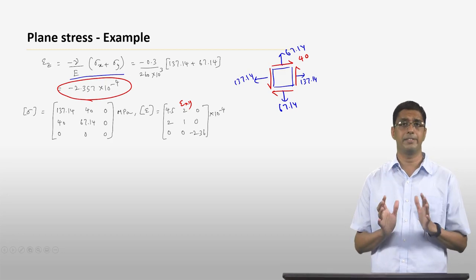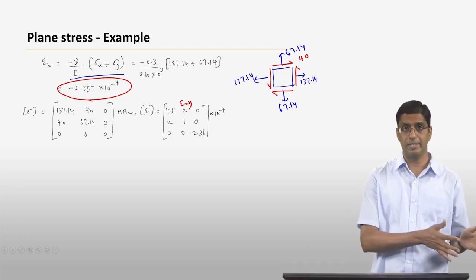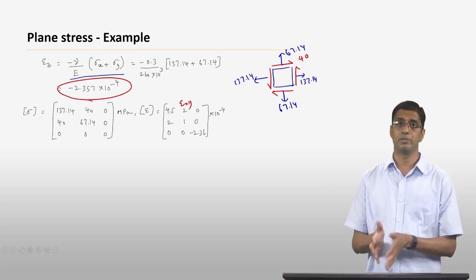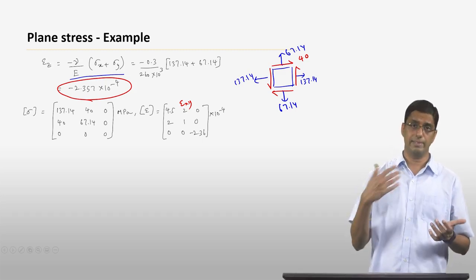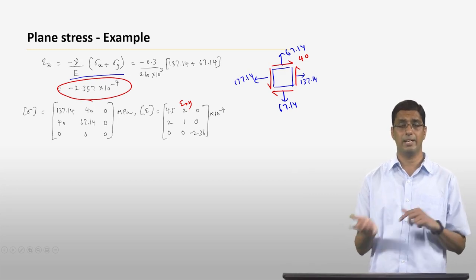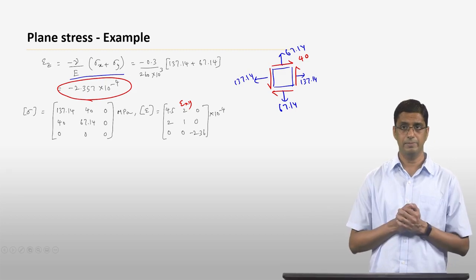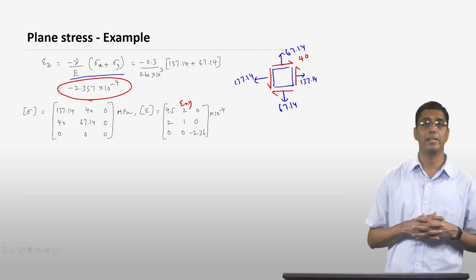I want you to pay attention to this. Look at how the stress matrix looks for the plane stress condition and how the strain matrix looks for the plane stress condition. In the next lecture, we'll look at a plane strain problem where essentially the sigma and epsilon matrices will get interchanged. So with that, I'll conclude and I'll see you in the next class.